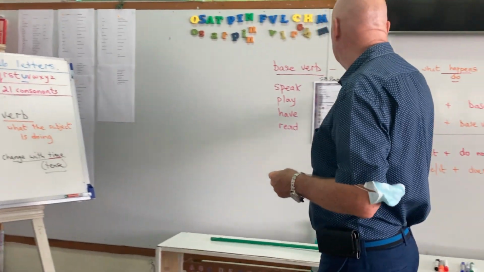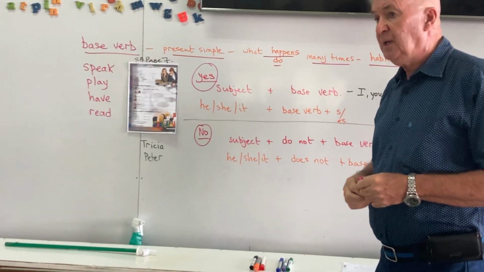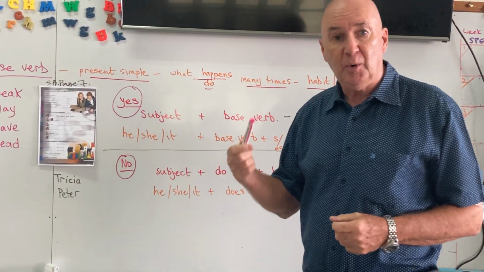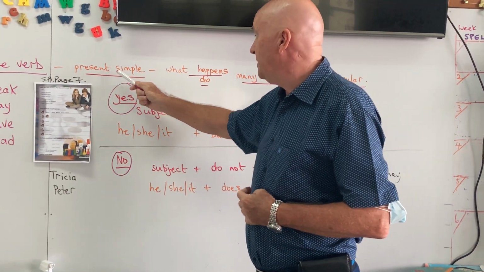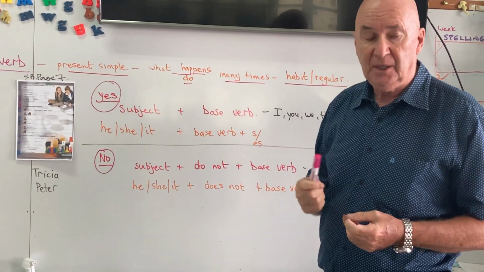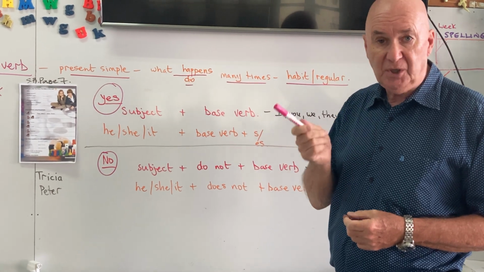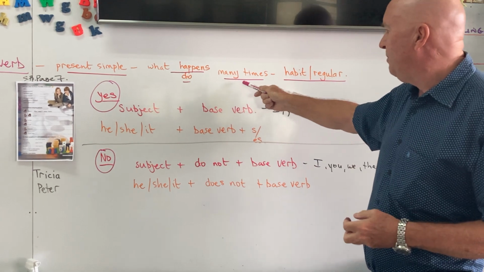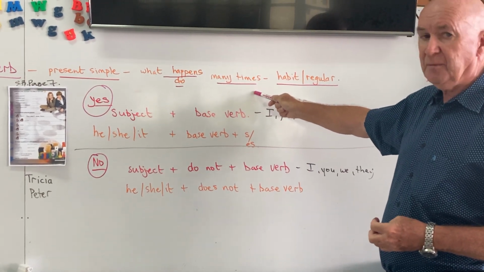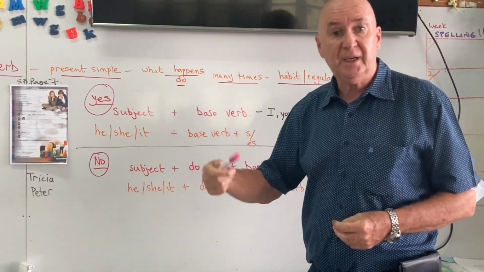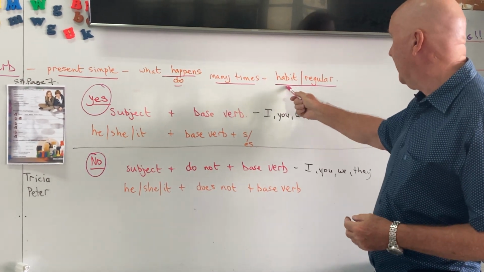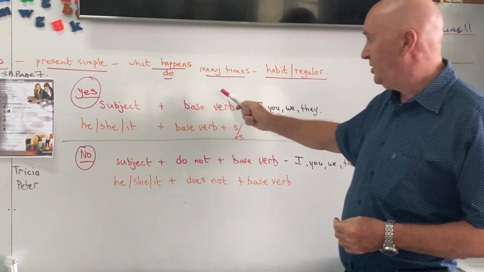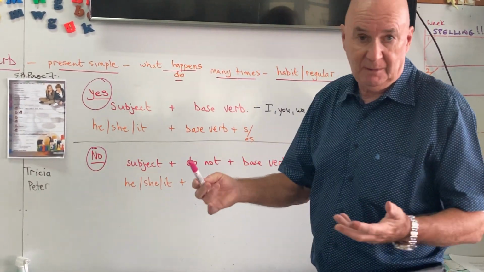Okay, so let's go over here. Now, what we're talking about is now, today, or what we call the present simple tense. The present simple tense, we use that when the verb is telling us something that you do many times, every day, every week, every month. What we call a habit, or something we do regularly. Okay, and that is called the present simple, or sometimes the simple present.